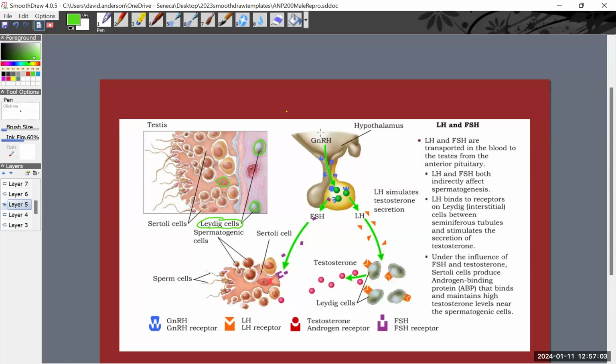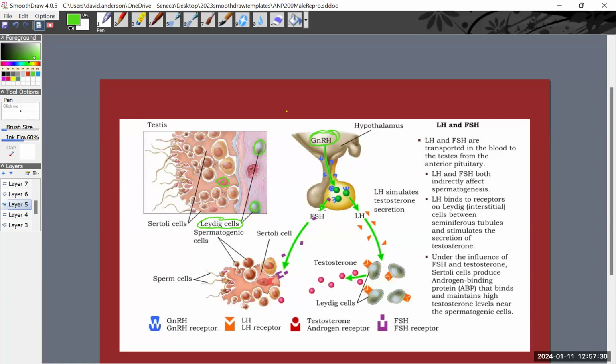If we follow our hypothalamic pituitary axis, gonadotropin releasing hormone targets the anterior pituitary gland, and we've labeled the FSH as a purple square, and LH is identified by an orange triangle, so you can see specific receptors.